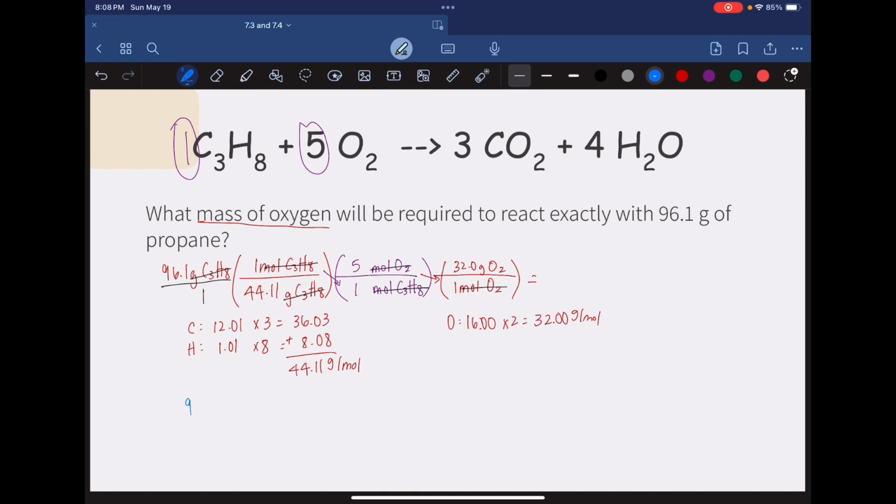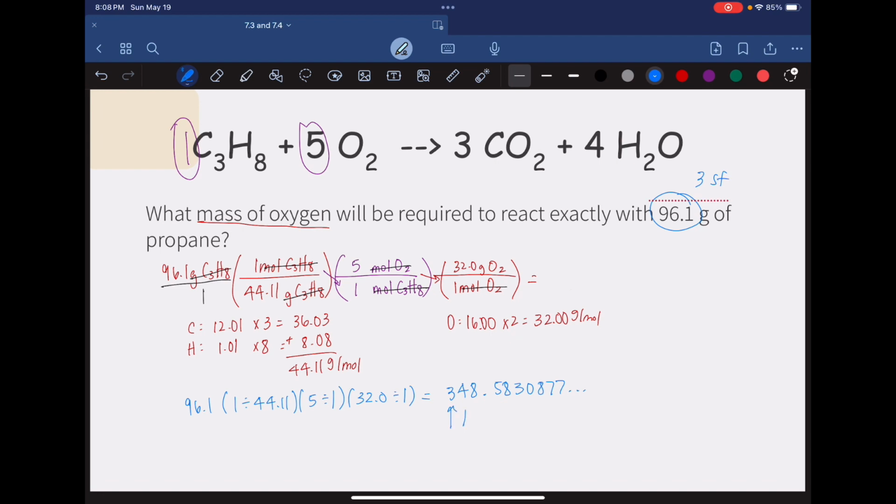So you'll start with 96.1, parentheses, 1 divided by 44.11. Remember, it's always top divided by bottom. 5 divided by 1, and 32.0 divided by 1 equals, and when you put that into the calculator, you'll probably get something around 348.5830877. And so our starting point was 96.1, and so that is 3 sig figs.